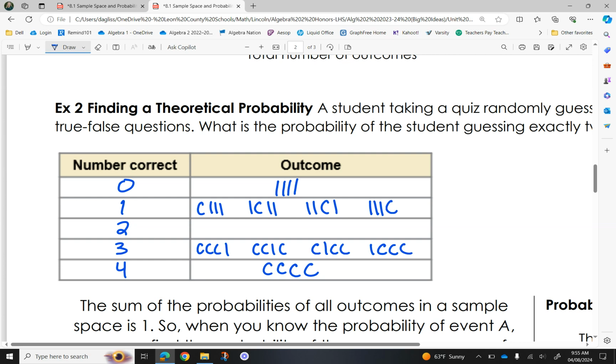And then there's getting 2 of them correct. There's a couple of different ways this could happen. I could miss the first 2, get the last 2. Or I could get the first 2, miss the last. Get the first and the last. Miss the first and the last. Or we could flip-flop. Right, wrong, or vice versa. Wrong, right, right.